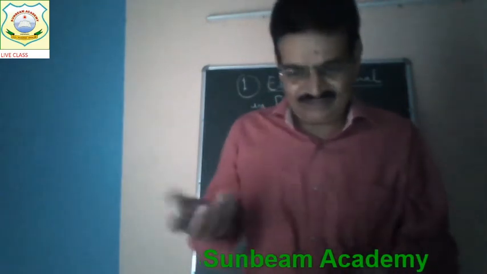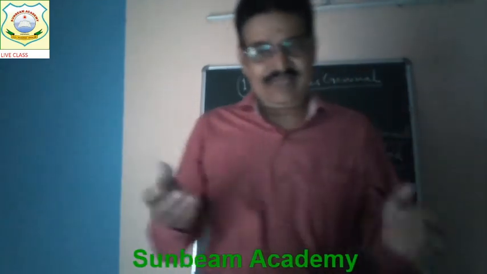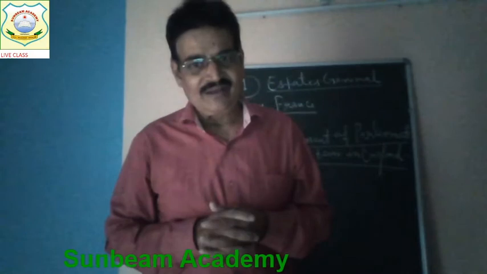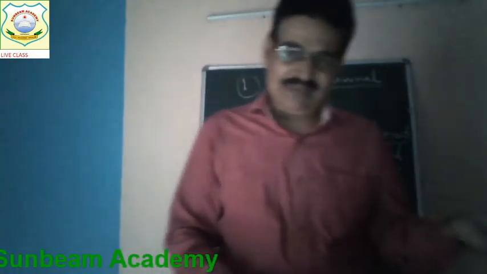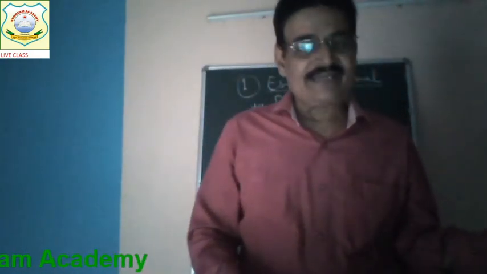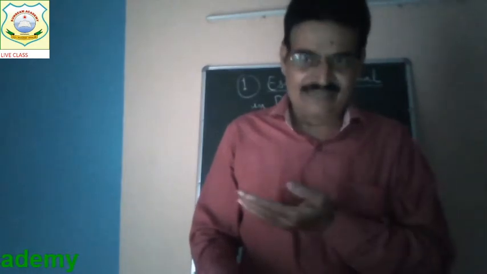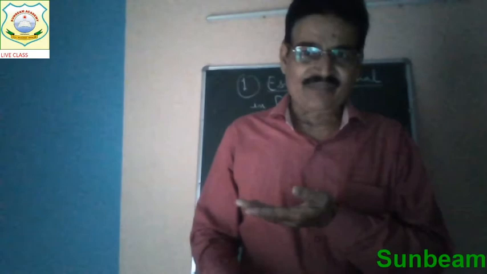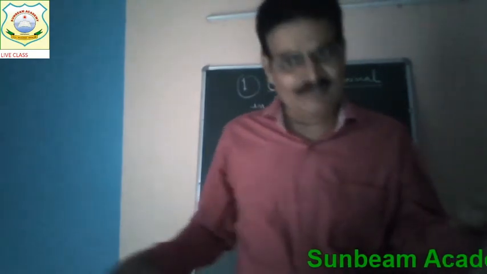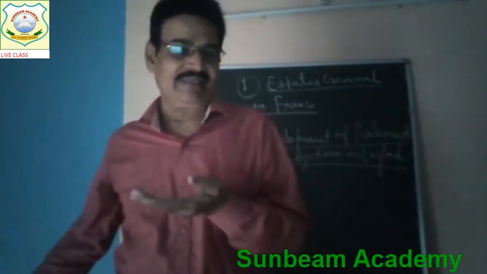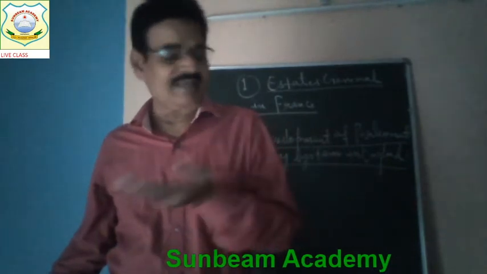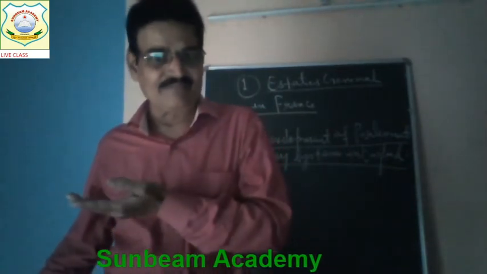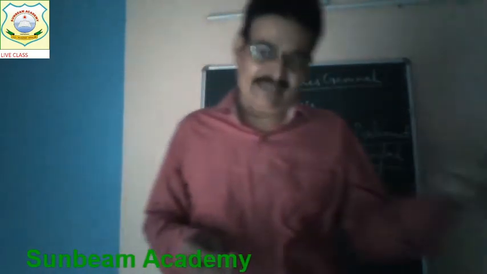Understand? Just like in India, we know very well, we have two chambers also. The Parliament has two chambers, the Lok Sabha and the Rajya Sabha. Rajya Sabha is called the Council of States. Lok Sabha is called the House of the People. The Rajya Sabha is also called the upper chamber, and the Lok Sabha is called the lower chamber.